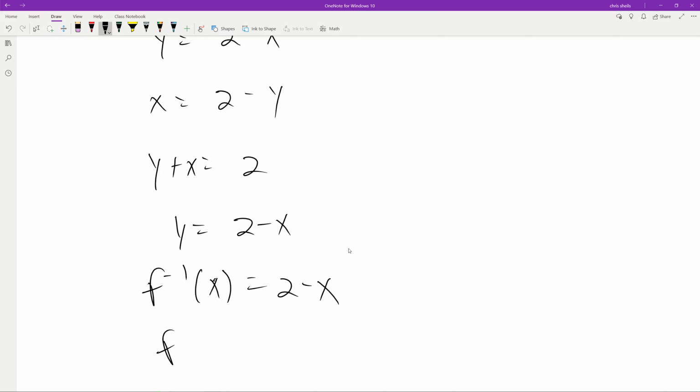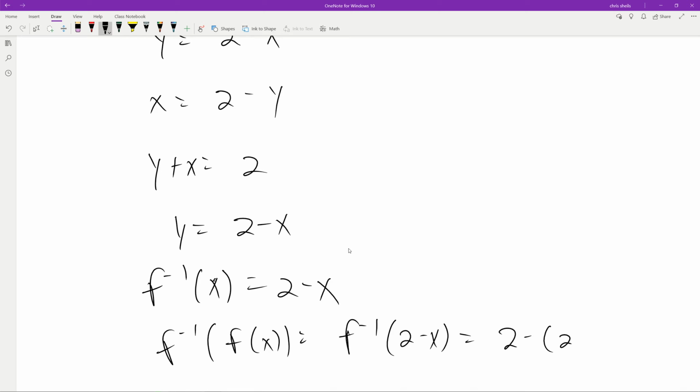So now if I try to compose these, let's see, f inverse of f of x, for instance, this is f inverse of 2 minus x. F inverse of x is 2 minus x, so this is 2 minus 2 minus x. And this is 0 plus x, so this is x. This function is its own inverse.